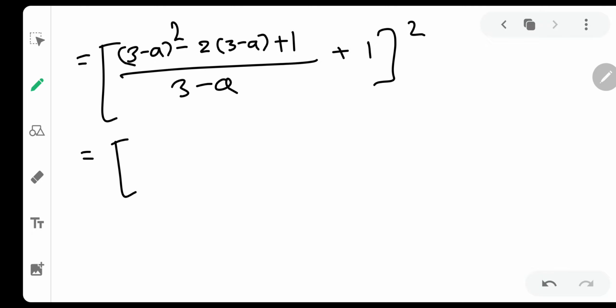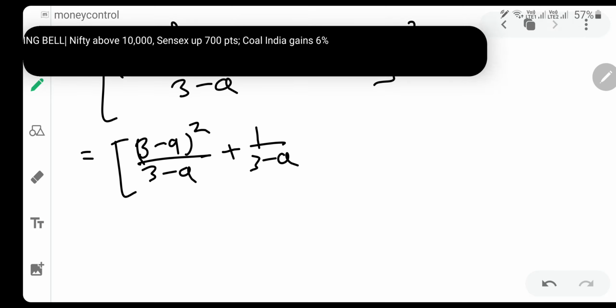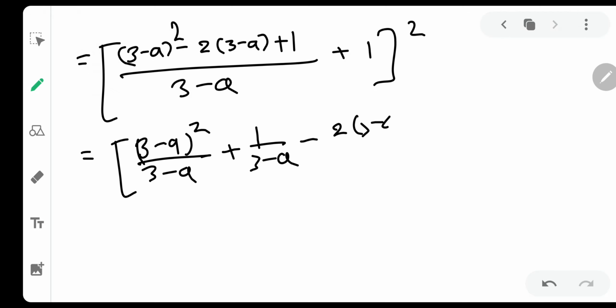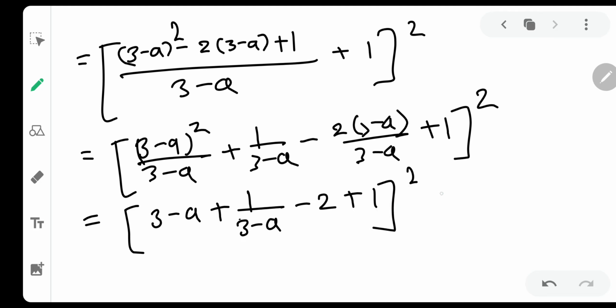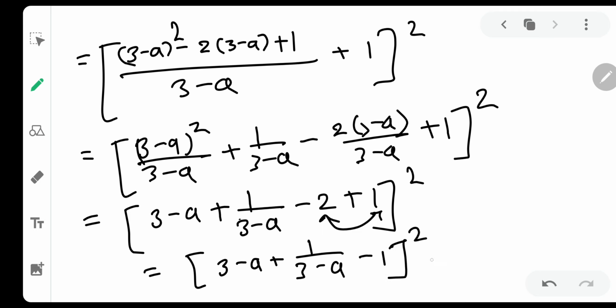After I split it, it turns out to be (3 minus a) the whole square upon (3 minus a plus 1), upon (3 minus a), minus 2 times (3 minus a) upon (3 minus a plus 1) the whole square. Observe carefully, 3 minus a got cancelled. We have (3 minus a plus 1) upon (3 minus a), and then minus 2 plus 1. To our greatest surprise, the minus 2 plus 1 literally got cancelled with the minus 1, and we have this particular bracket.